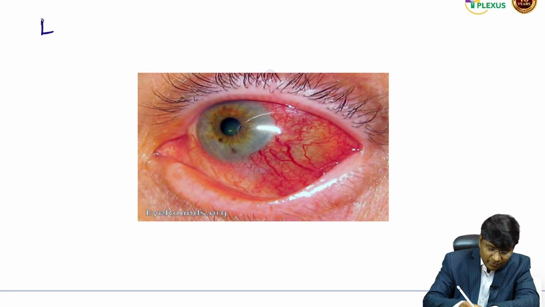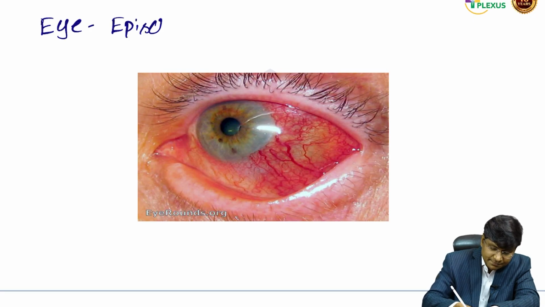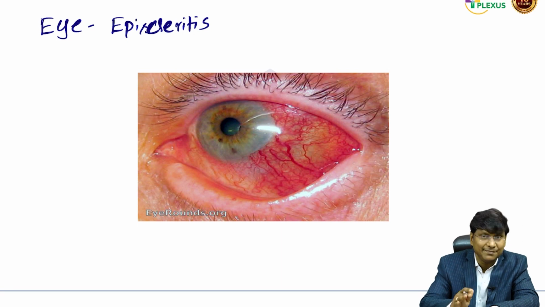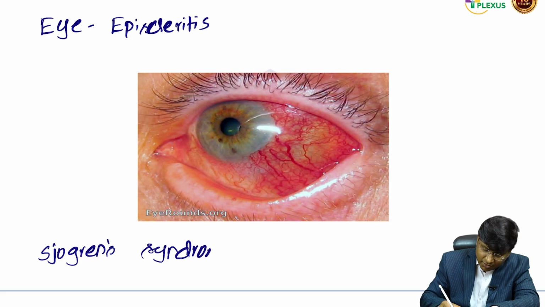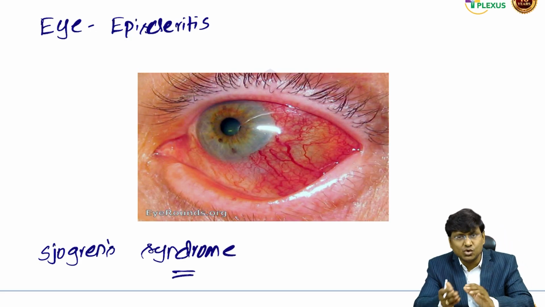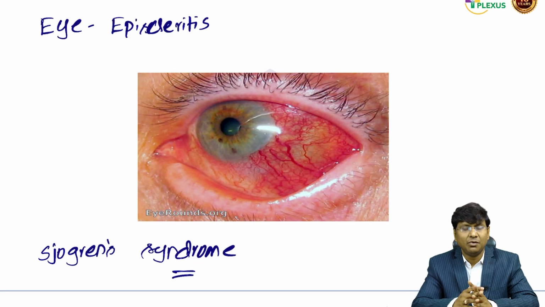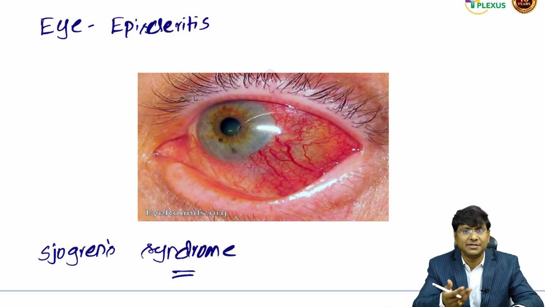If you take the ophthalmic involvement in rheumatoid arthritis, you have the development of episcleritis, right? Apart from episcleritis, where you have redness of the sclera, these individuals will also develop what is called Sjögren syndrome. One of the important associated connective tissue disorders with Sjögren syndrome is rheumatoid arthritis. This will be the ophthalmic involvement.